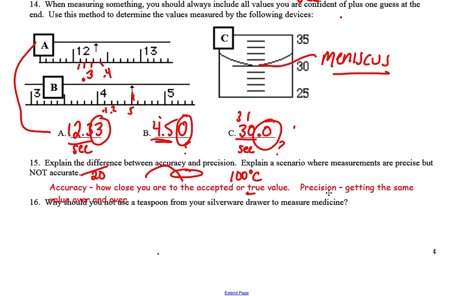Now precision has really nothing to do with accuracy. It's just, are we getting the same value over and over again? Do I take all quizzes this year and I keep getting 18 out of 20, 18 out of 20, 18 out of 20?